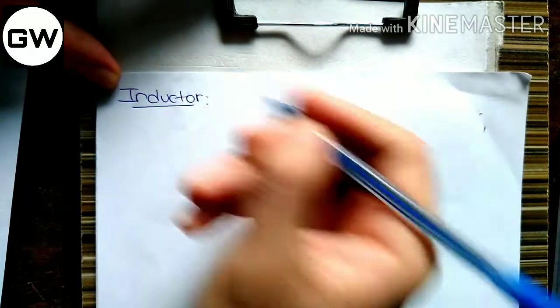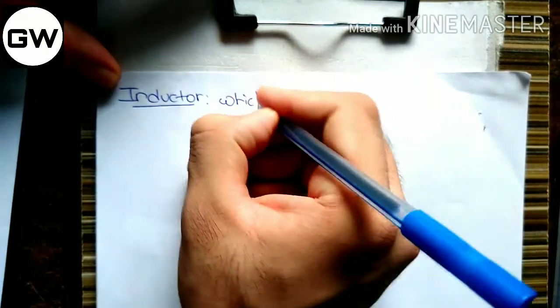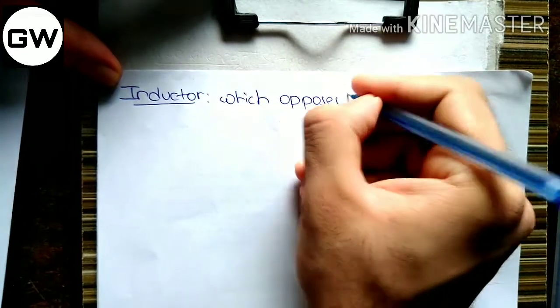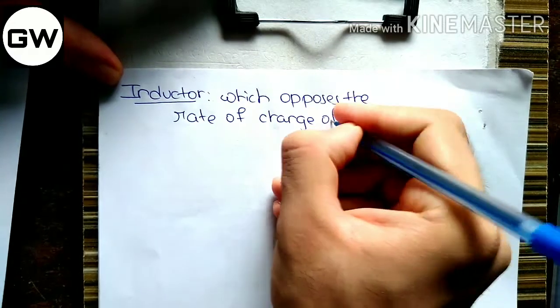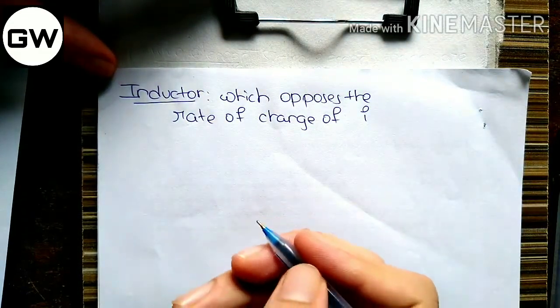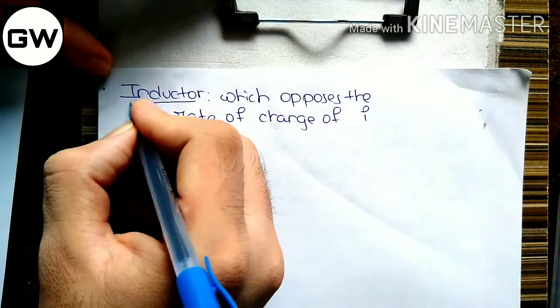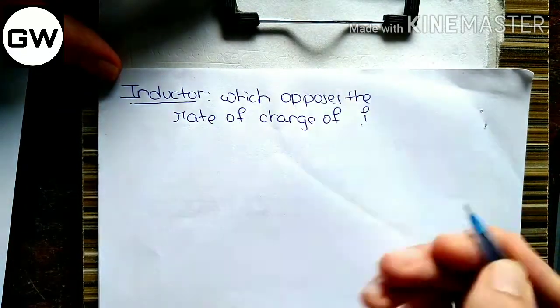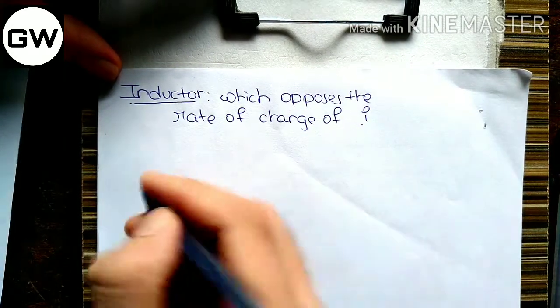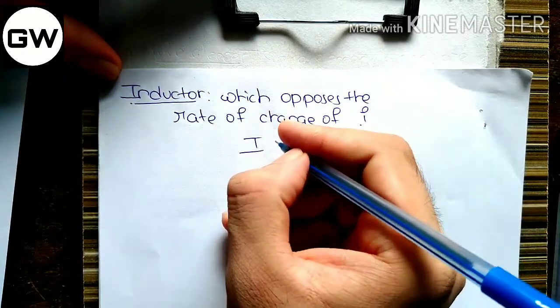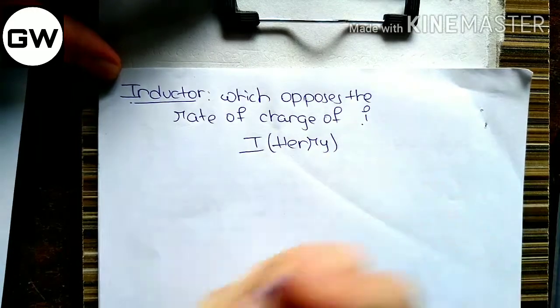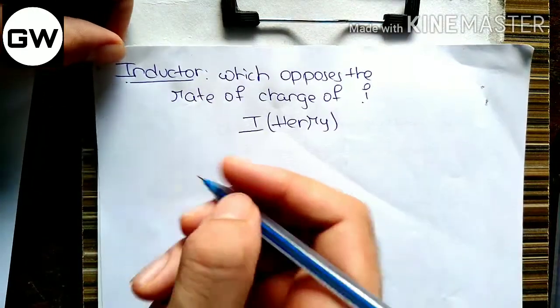Now we will be discussing inductors. Inductors are the materials which oppose the rate of change of current. How to remember this? Here is a catch: inductor starts with the letter I, and it opposes the rate of change of current. It is denoted by the letter L, and the unit for the inductor is Henry.